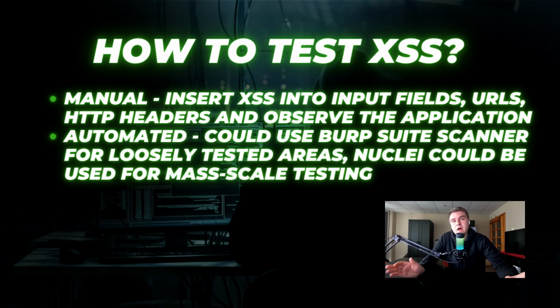When it comes to automated tools, use tools like Burp Suite Scanner to scan for XSS vulnerabilities for some interesting endpoints, especially in authenticated areas. Nuclei is also useful for mass-scale unauthenticated testing. I've seen some people using XSS frameworks. Personally, I don't tend to use that, but there might be some success stories from there. I'm not really a big fan of that.